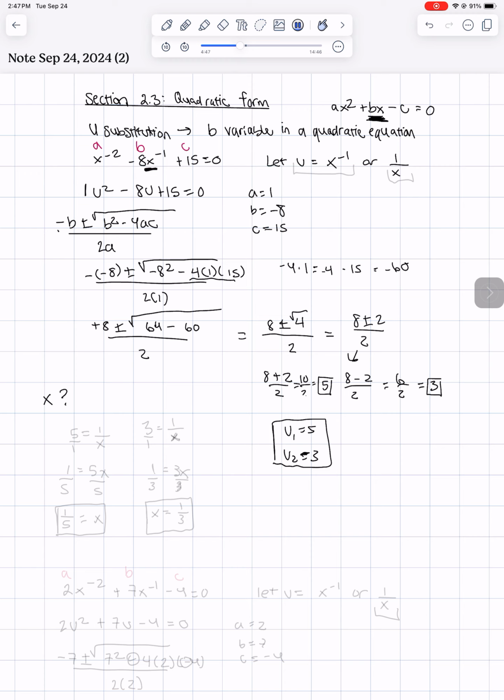So what's our x? We have to go back to the original here, and we're going to use this form. So we have to let u equal 1 over x. So we have to do 5 equals 1 over x, and 3 equals 1 over x. So now we can simplify this. Well, how do I simplify it? So I'm going to make the 5 be over 1 and the 3 over 1. And then what I'm going to do is cross multiply.